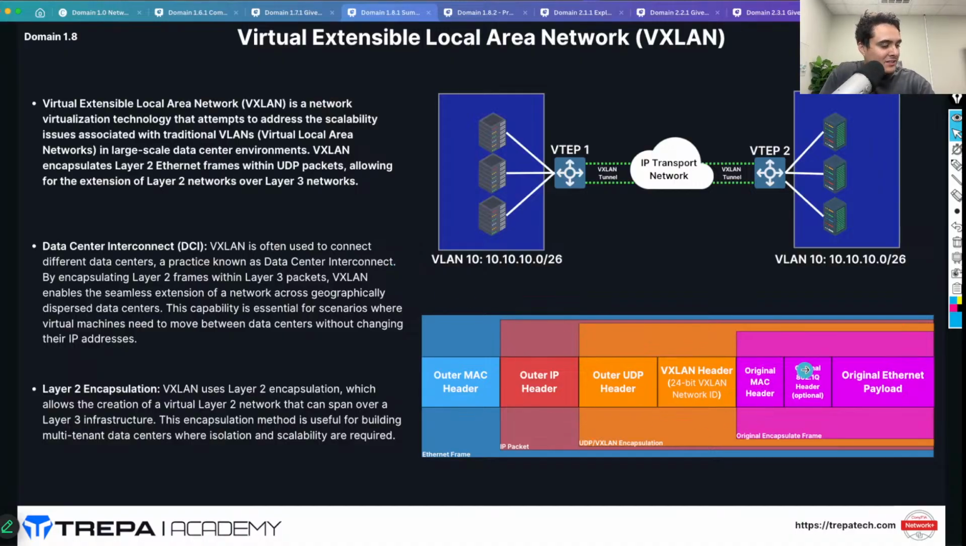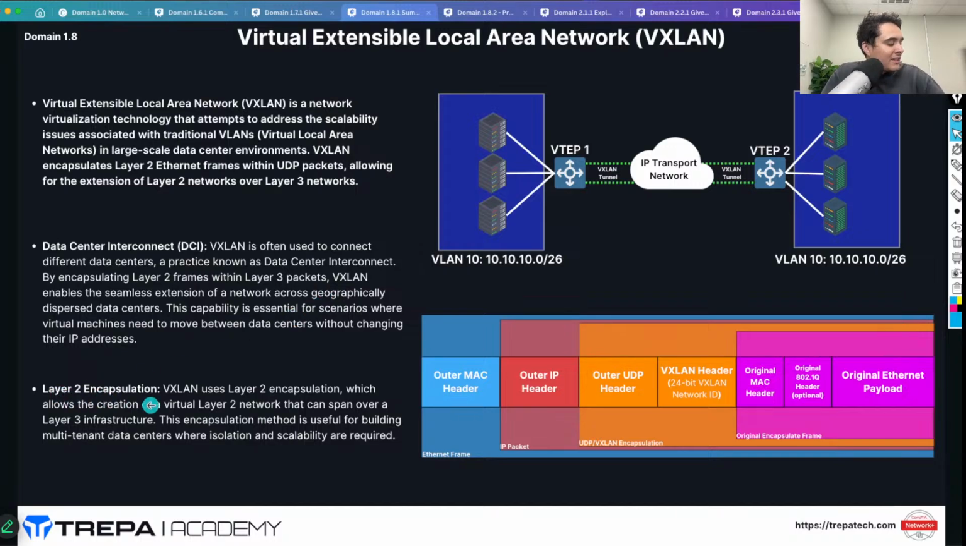You can see the packet here of VXLAN. You have your original frame, a VXLAN header, a UDP header, an outer IP, so this is like our tunneling. It's getting tunneled, right? And then our MAC header, okay? We have other technology we can talk about here, the data center interconnect. That's what VXLAN does. So it's used to connect different data centers, called data center interconnect.